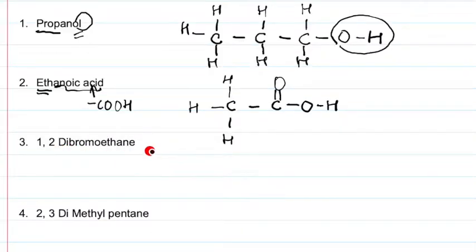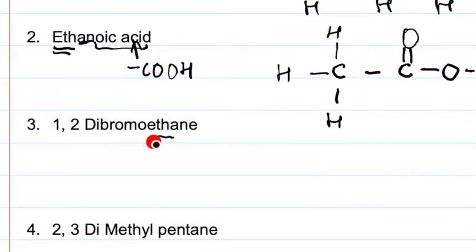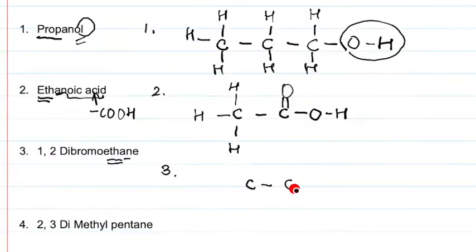Now 1,2-dibromoethane. The root word over here is eth, which means two carbons, ane means single bond. So for our third structure, we will have two carbons with a single bond, and we are going to show four valencies for each carbon like so. And 1,2-dibromo means for the first carbon there will be Br, and on the second carbon also there will be one atom of Br, and the rest of the valencies will be occupied by H, and this is our 1,2-dibromoethane.